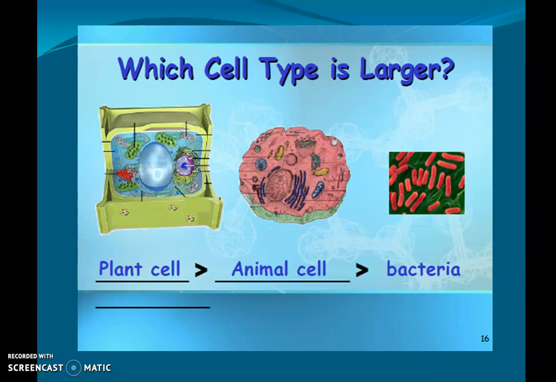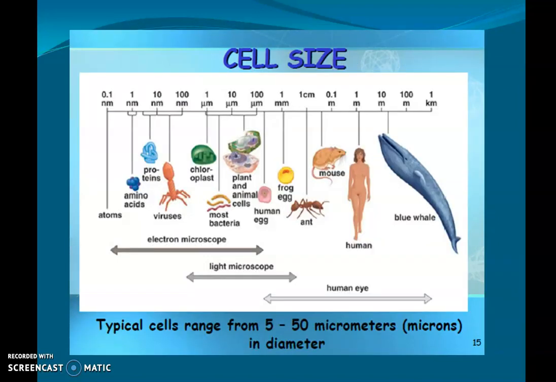And you may ask which one is larger. In the ascending order, we can say bacterial cell, then the next one is animal cell and plant cell. In the ascending order, we can say bacteria, animal and plant cell. Plant cell being the largest of the three. And this is simply a chart to show the diversity of sizes.